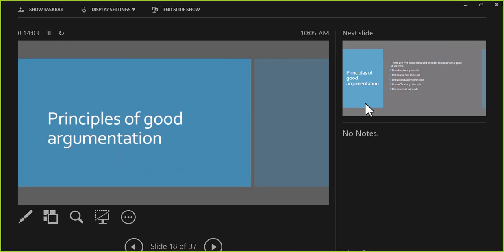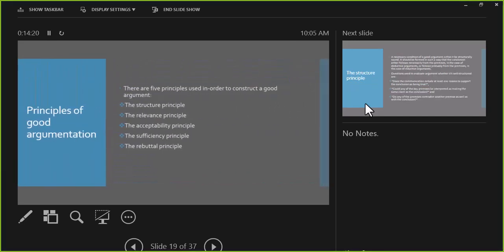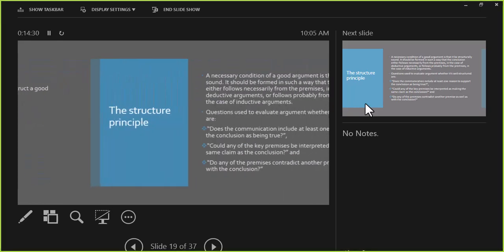Principles of good argumentation. Now, there are different kinds of arguments that we are bombarded with in our day-to-day life. So how do we evaluate those arguments? And also, how do we construct good arguments in order to use them? There are principles used in order to construct a good argument: the structure principle, the relevance principle, the acceptability principle, as well as the rebuttal principle.